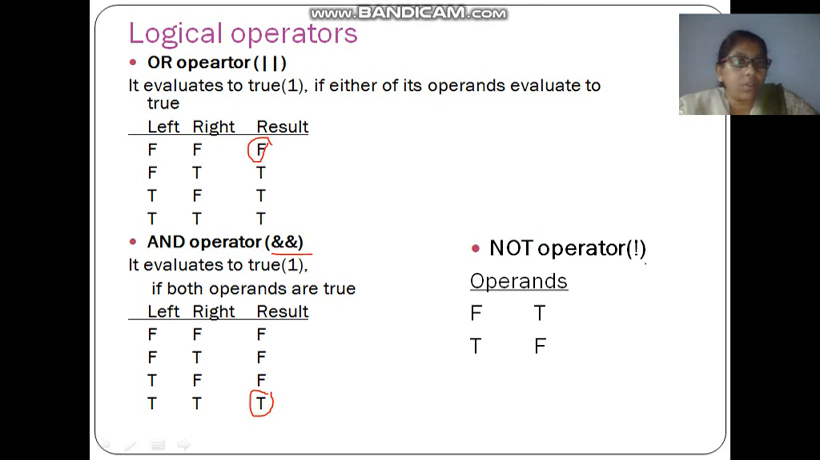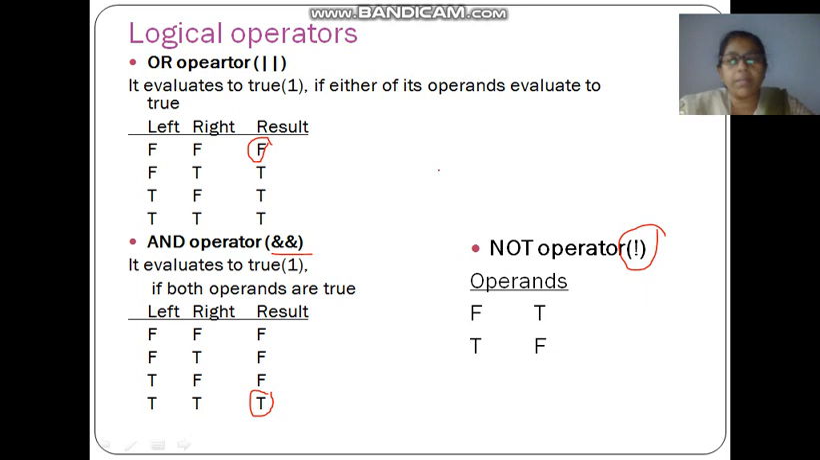Then let's look at the not operator. The symbol used for that is the exclamation sign. It is a unary operator. It needs only one value. If it is false, it turns to true. If it is true, it turns to false.